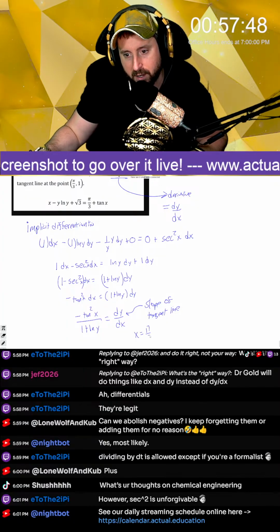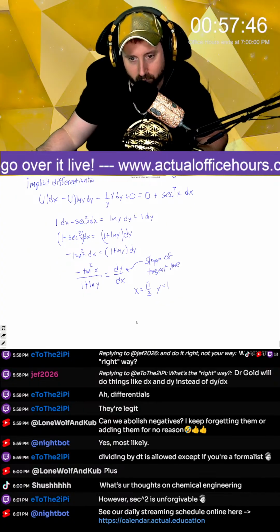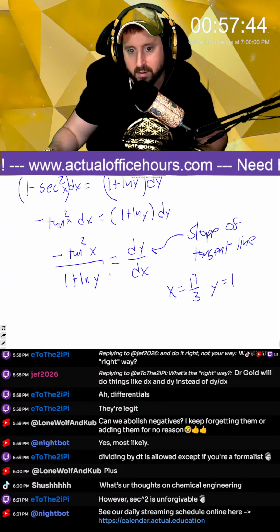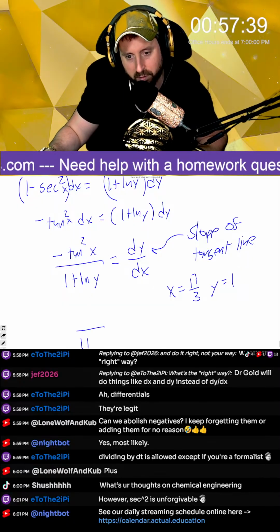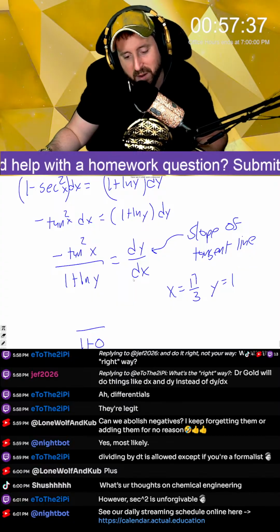X equals pi over 3. Y is equal to 1. Let's see what we get. So if we plug that in, ln of 1 is 0. So that's just going to be over 1 plus 0. And then tangent of pi over 3.